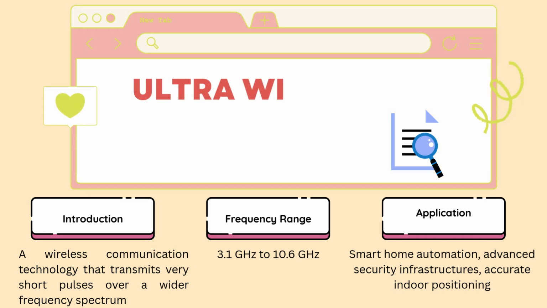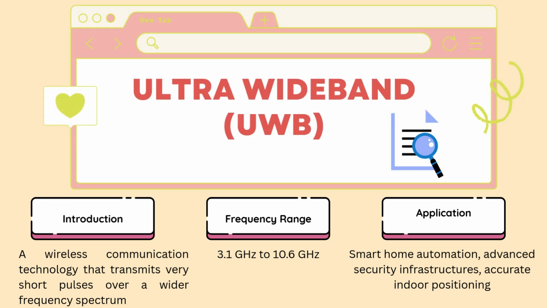For those unfamiliar, UWB, or ultra-wideband technology, is a cutting-edge wireless communication method. Unlike traditional systems, UWB transmits very short pulses across a wide frequency spectrum. This innovative approach has garnered significant attention in the electronics industry, becoming a truly hot topic. The appeal of UWB stems from its ability to provide high-speed wireless connectivity with inherent simplicity and versatility. This makes it ideal for diverse applications such as smart home automation, advanced security infrastructures, and accurate indoor positioning.